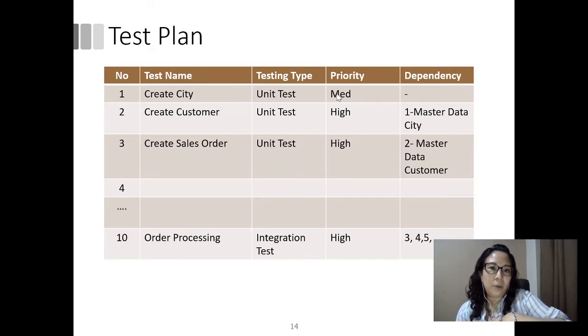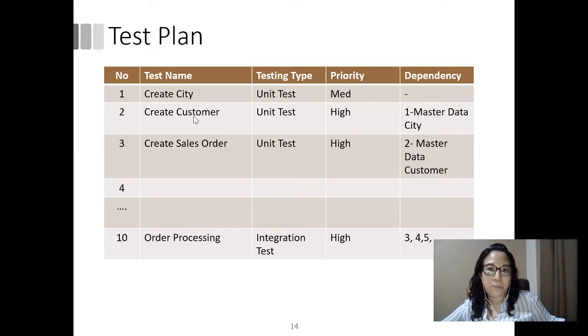And there is no dependency, but you can also put a dependency. For example, if you have the province first, it means that before you can create the city, you need to create the province first. So later on, the dependency of the city will be the master data province. Okay, let's go to the second example.